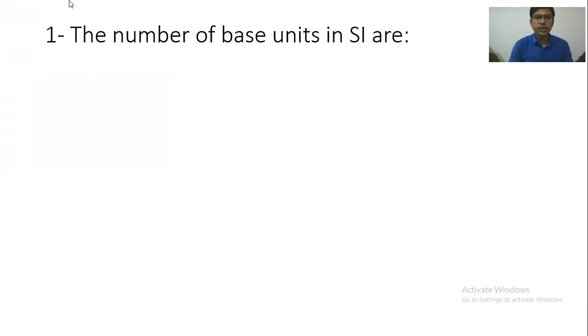The question is: the number of base units in SI are, the options are 3, 6, 7, or 9. They are asking how many base units there are. When we learned about SI units, I told you that there are 7. So the correct answer is C, which is 7. There are 7 base units. This is the answer for MCQ number 1.